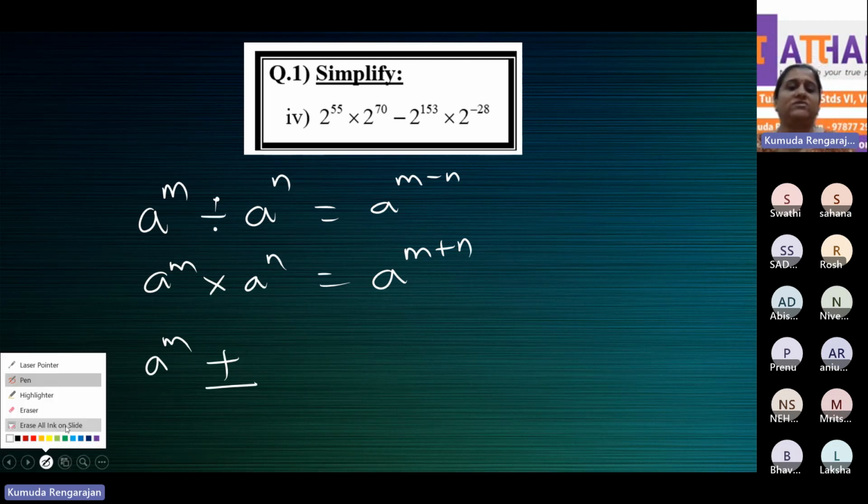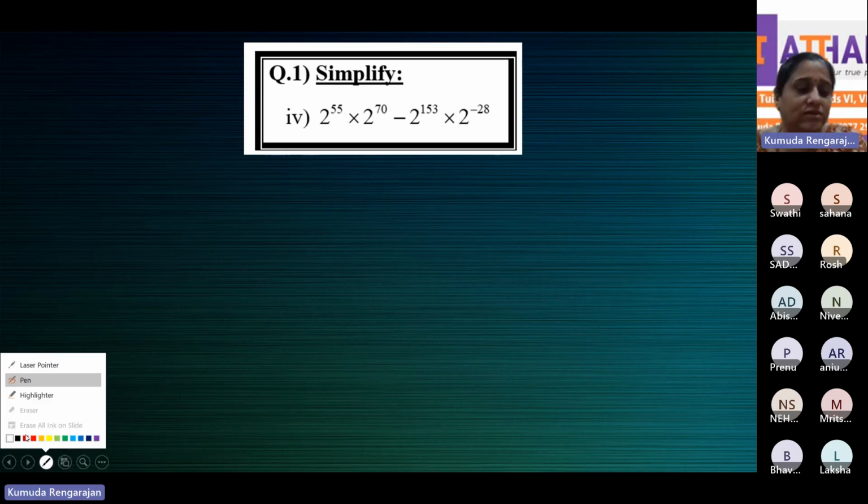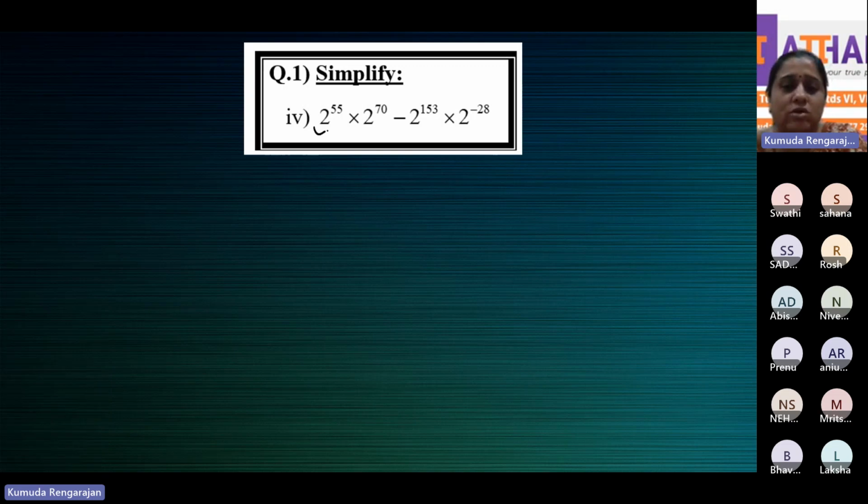So how do we simplify in such cases? All right. So here first, this can be simplified using the law. And this also can be simplified using the law. But the connecting sign here is minus. But we can simplify this one. So here it will be 2 to the power 55 plus 70. Correct? 125.